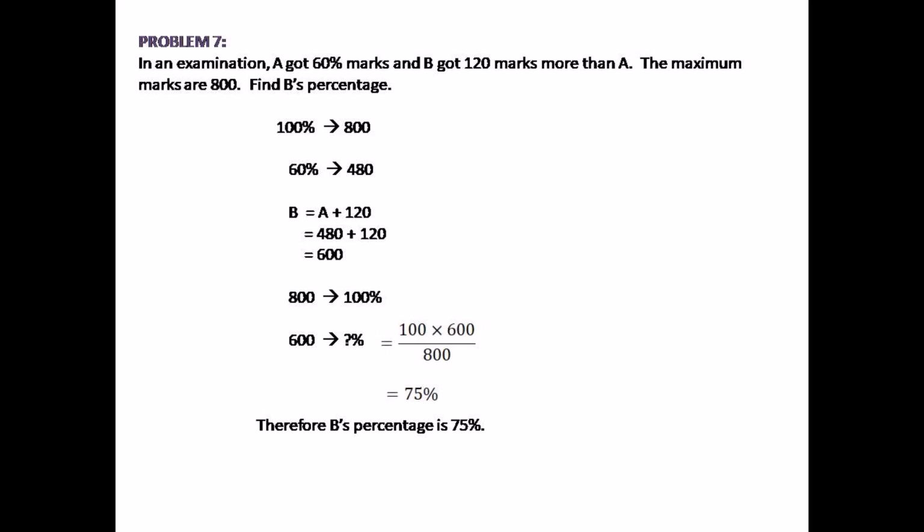If 800 gives 100%, then 600 gives what? On cross-multiplying we get 100 into 600 by 800 gives 75%. Therefore B's percentage is 75%.